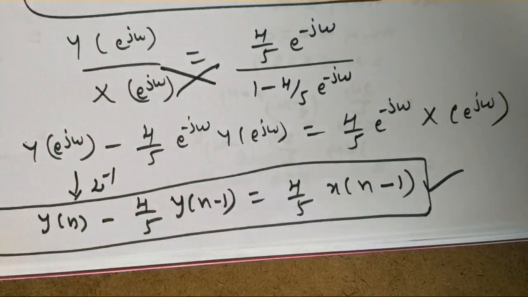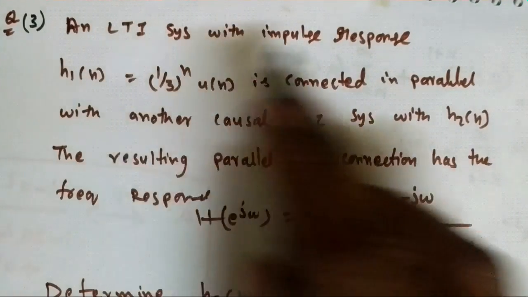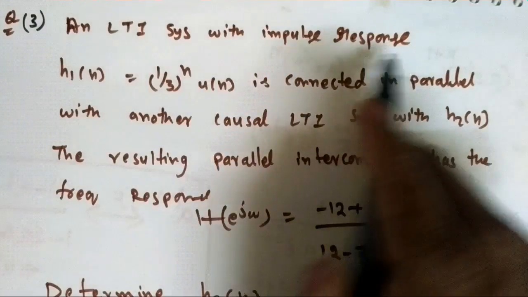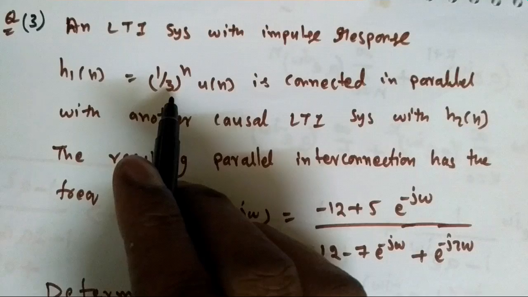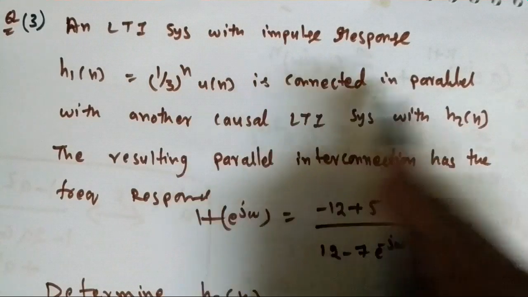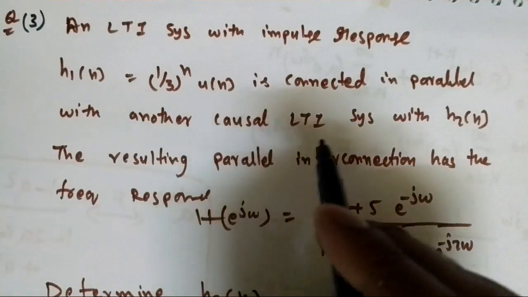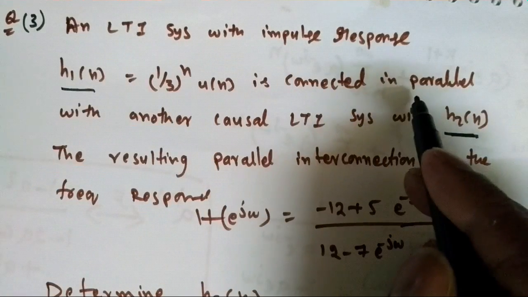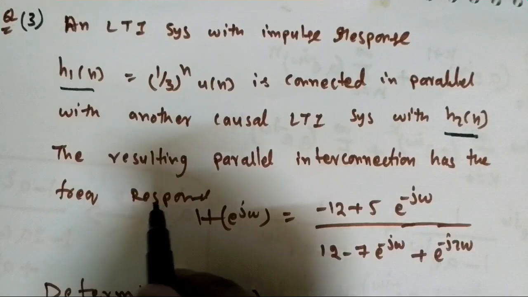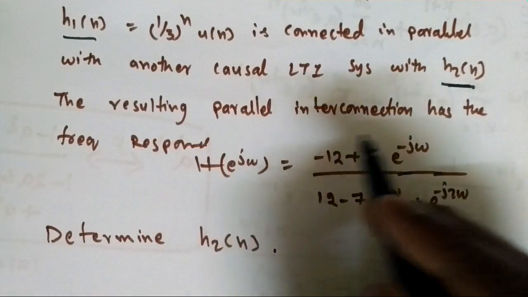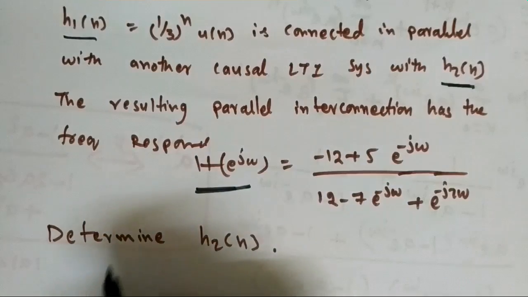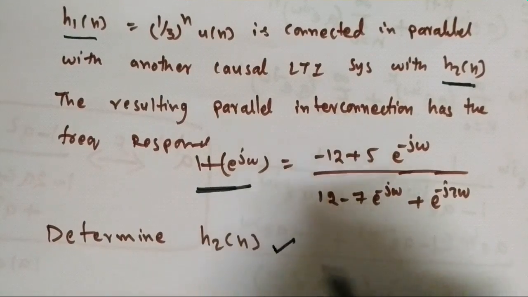Right? One more question, and this is from the LTI system, the interconnection of LTI systems. An LTI system with impulse response h1[n] is equal to (1/3)^n u[n] is connected in parallel with another causal LTI system with h2[n]. h1[n] connected in parallel with h2[n]. The resulting parallel interconnection has the frequency response. The total frequency response is given. Now we need to find h2[n].